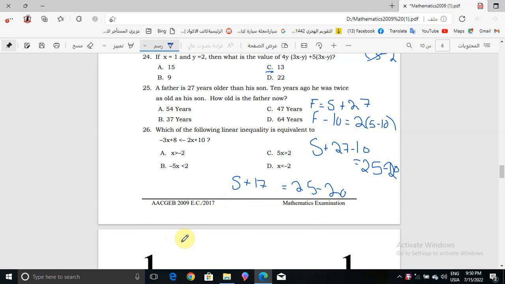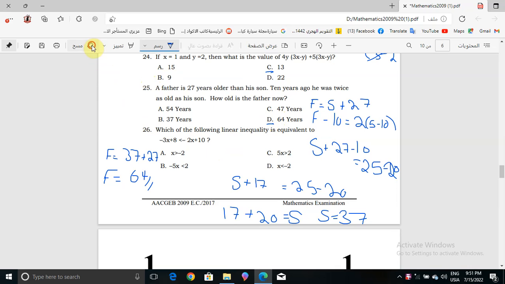Okay, now what we will make here, 17 plus 20 is equal to S. So that means S is equal to 37, right? Okay, then F is equal to 37 plus 27, which will be F is equal to 64. That means choice D is the correct one for question number 25.